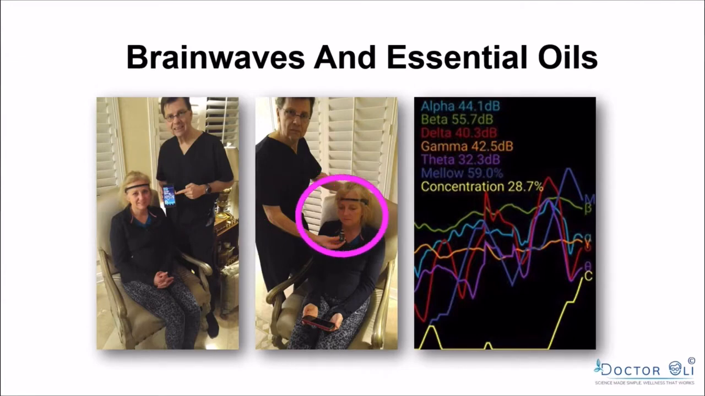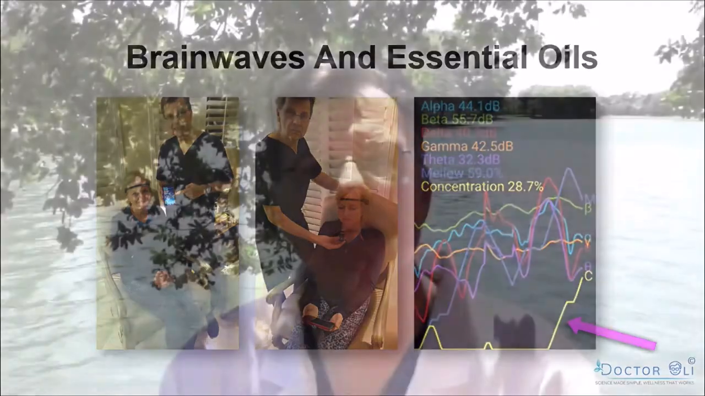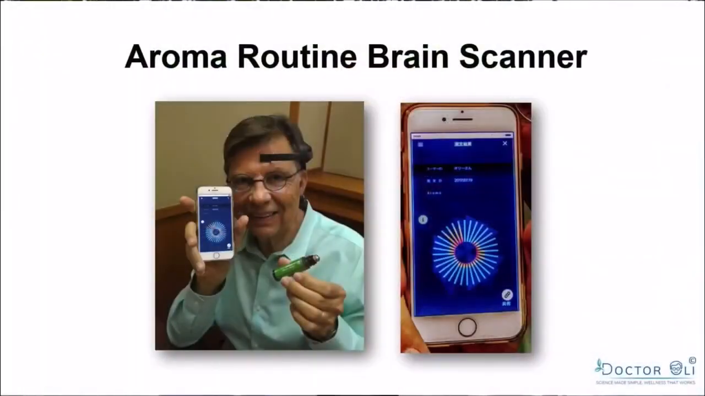And then I measured her concentration, and I gave her peppermint essential oil to smell, and within about 3 to 5 seconds I immediately started seeing an increase in concentration seen in the yellow line here. In fact, within about 10 seconds I saw an increase in concentration of almost 30%. Very impressive.